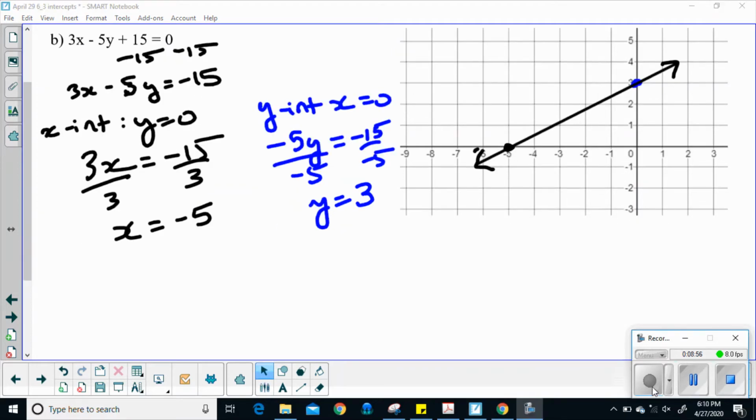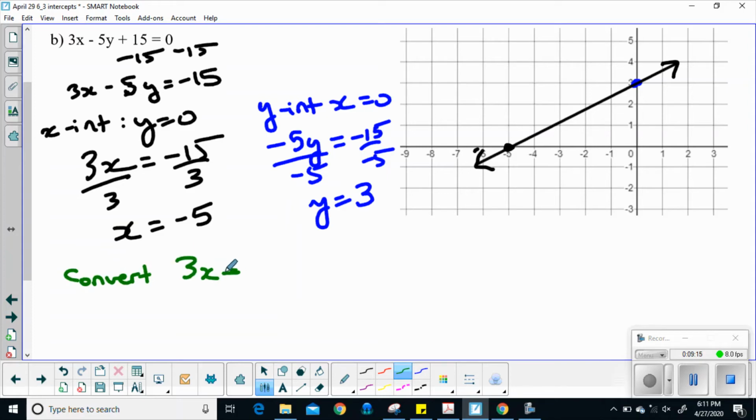Okay, now that we've done it by graphing with our intercepts, let's just double check and make sure we did things right. So I'm going to do that by converting my equation now into slope y-intercept form, and we're going to see what it looks like. So let's convert our standard form, 3x minus 5y plus 15 equals 0, into our y equals mx plus b form. And let's check and make sure we did it right.